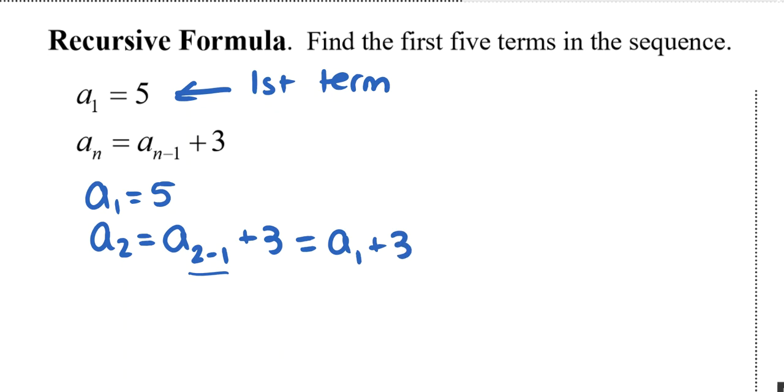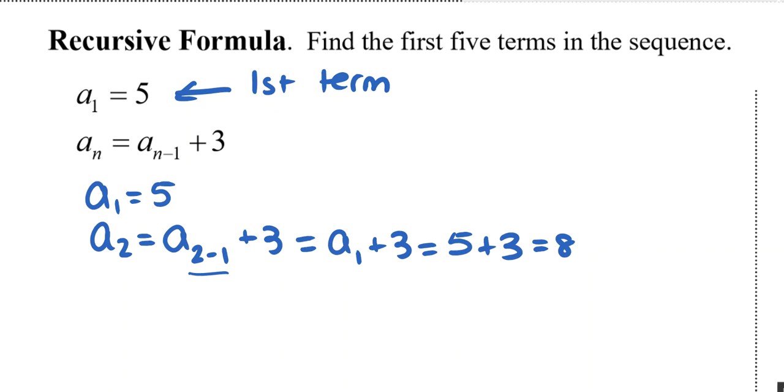So when we are trying to find the second term, it looks like we get a sub 1 plus 3, or simply the first term plus 3. We know from above our first term was 5, so I'm going to say that it is 5 plus 3, or 8. Now let me just repeat this real quick. To find the second term, we took the first term and we added 3.